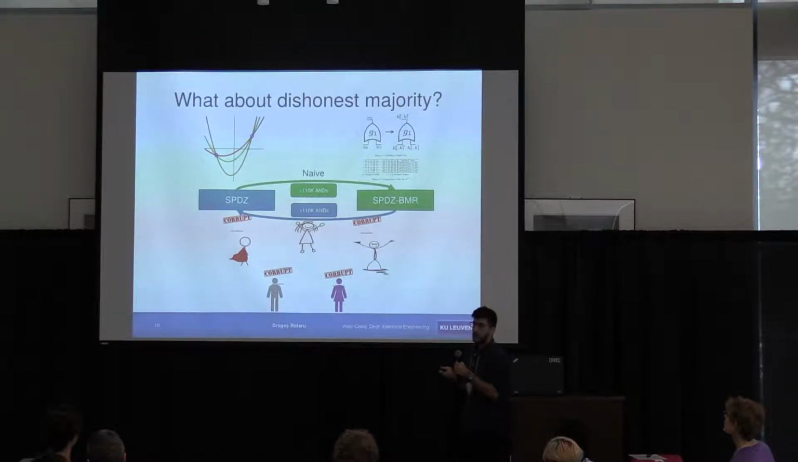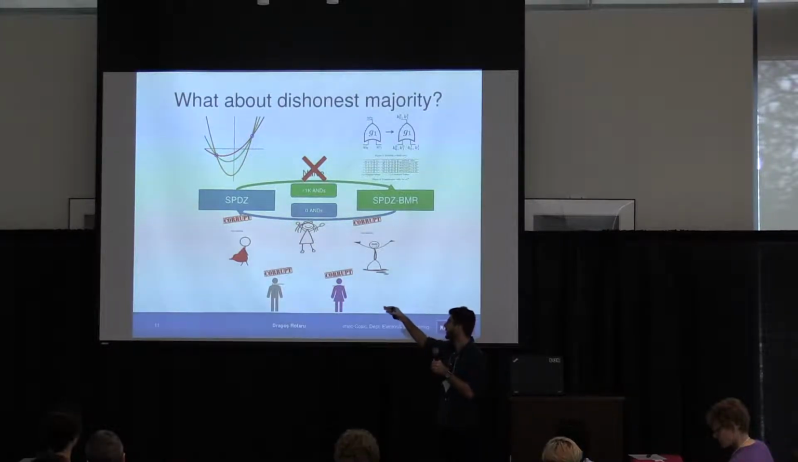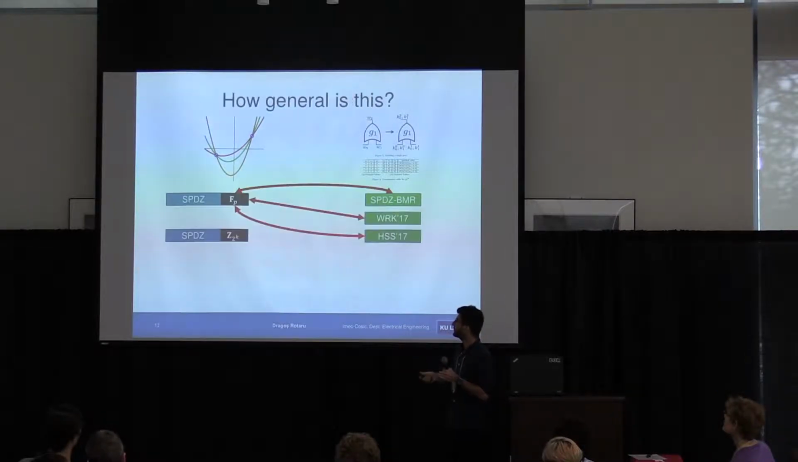What we do in our work is that we go from 100,000 AND gates to just 1,000 AND gates. So we avoid that MAC check. And to go from a garbled circuit share to an arithmetic share, we require basically no AND gates. But there's some pre-processing cost there, which I'm going to talk about later.